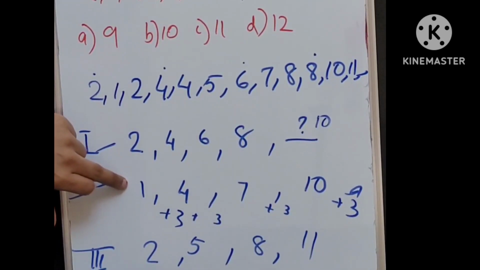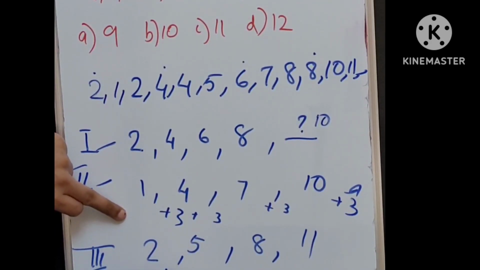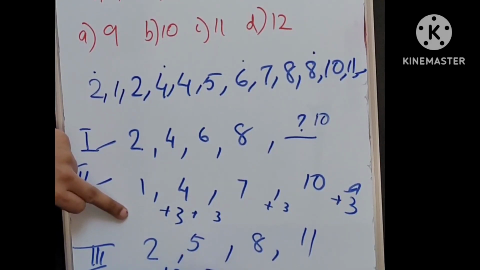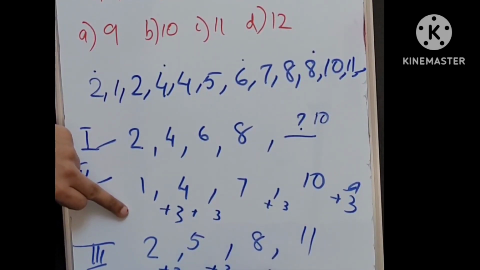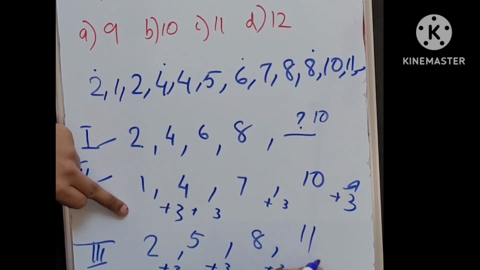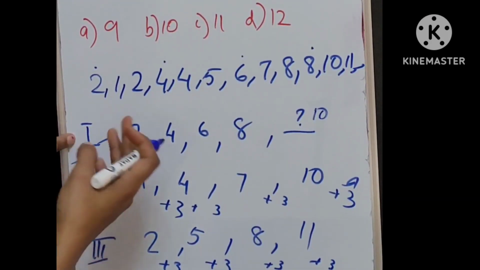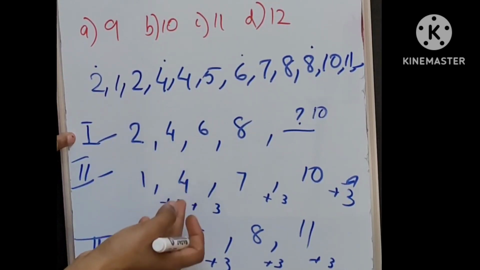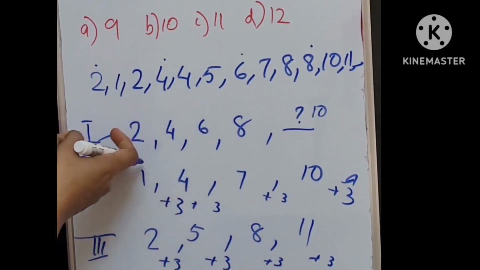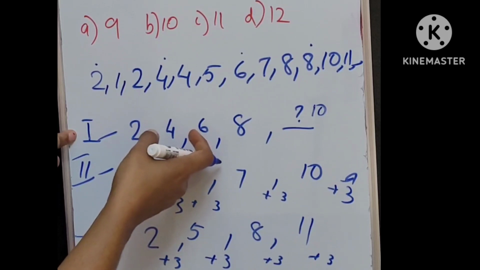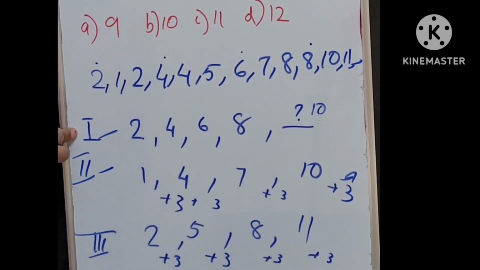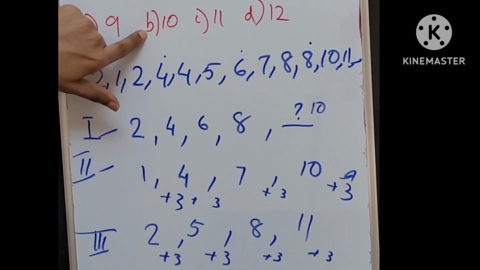Likewise, the next is 2 plus 3, 5, 5 plus 3, 8, 8 plus 3, 11. So the first sequence is the consecutive even numbers. It consists of consecutive even numbers, that is 2, 4, 6, 8 and 10. So the answer is option B, 10.